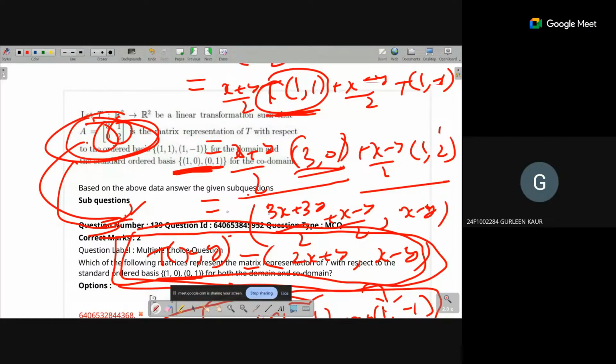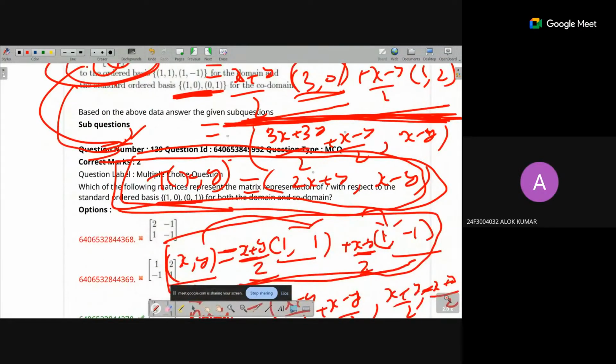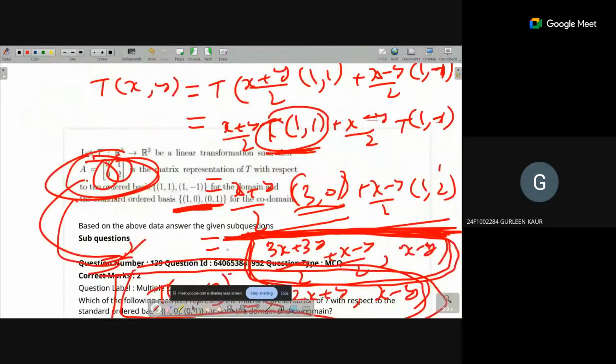Sorry, sir. I understood the calculation afterwards, but the thing that you've put in the box, 2x plus y, x minus y. How did you get the 2x plus y? That is the part I didn't understand.